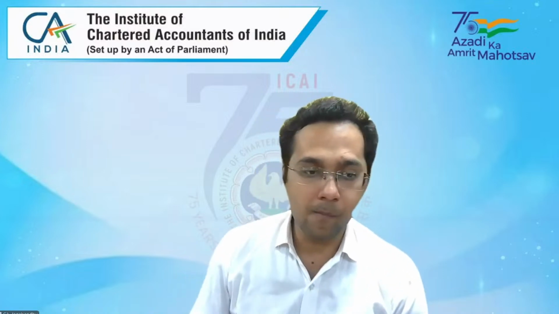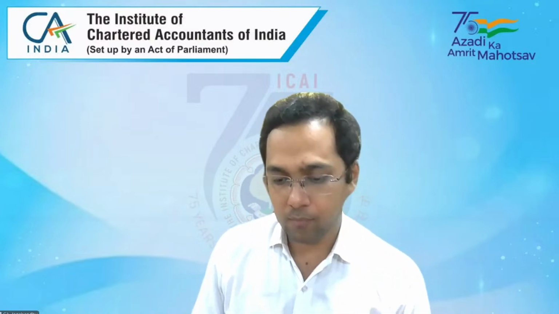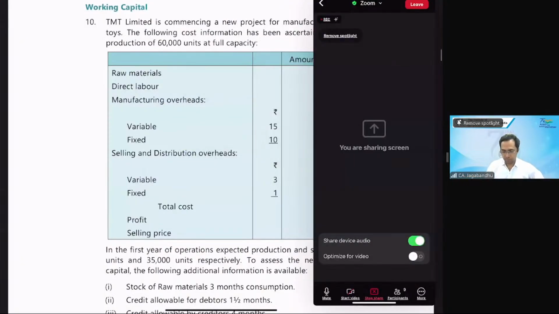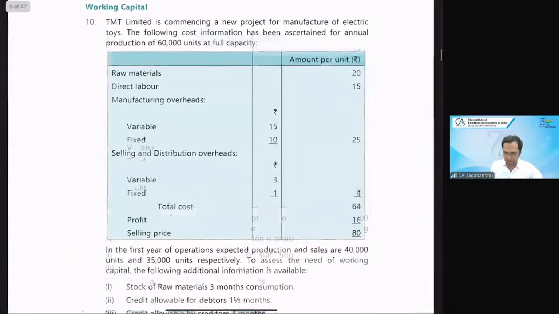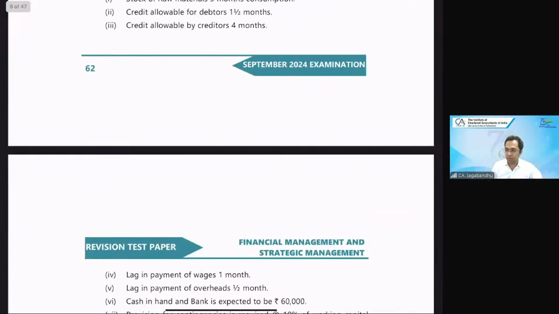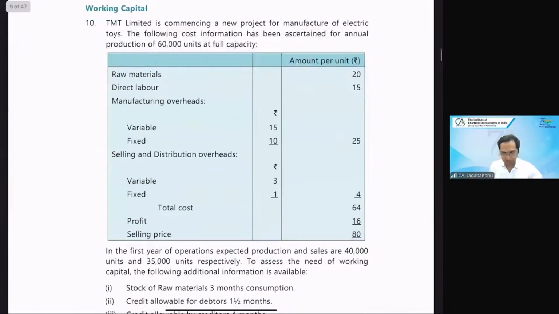Okay. Let's look at this question number 10, guys, from the September 24 RTP. So TMT Limited is commencing a new project for manufacture of electric toys. The following cost information has been ascertained for annual production of 60,000 units at full capacity. So we're going to produce 60,000 units.